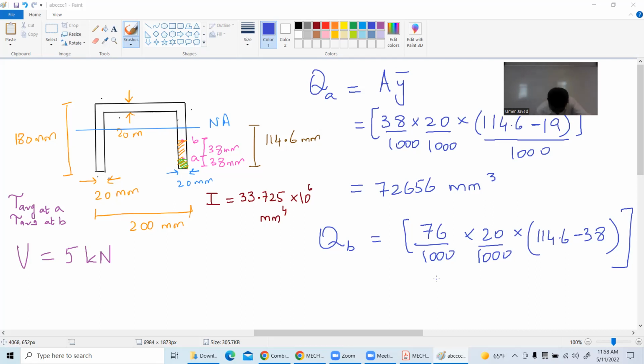Okay, so we will have QB equal to 116 × 10 power minus 6 meter cube, and 0.43 × 10 power minus 6 meter cube. Since you gave me this answer in that form, I have to change it to meter, so it was divided by 1000 power 3 meter power 3.